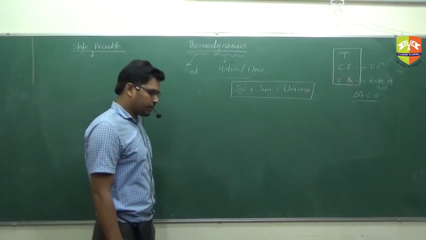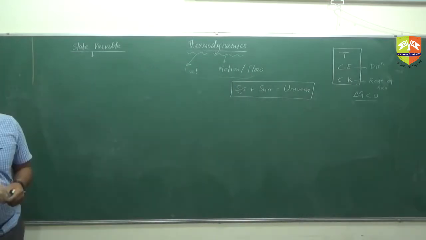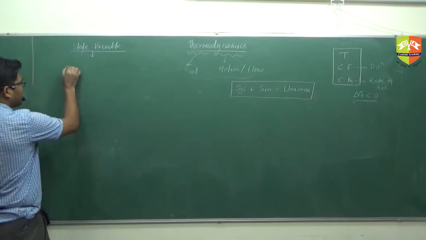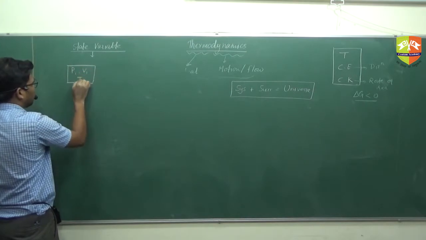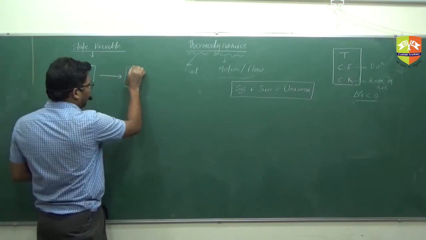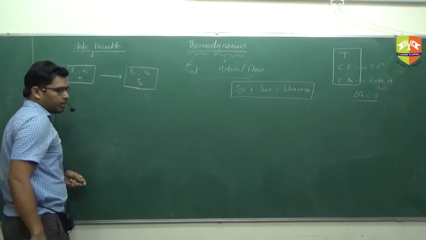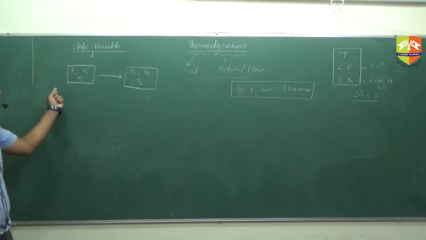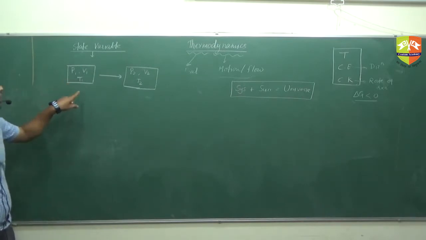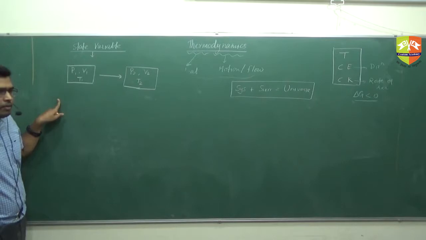Write down: when all the state variables are fixed, then we say that the system is at a particular state. So at one state we'll have some pressure, volume and temperature, P1, V1 and T1, and it can change into P2, V2 and T2. So all the paths or methods by which we can change any one of the state variables, we call a process.